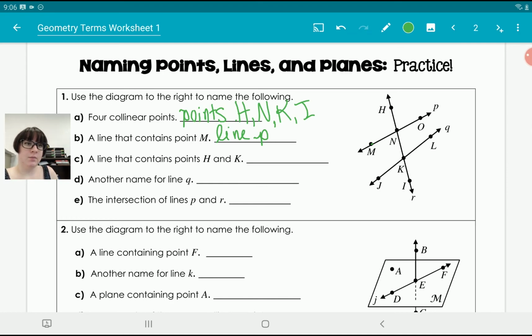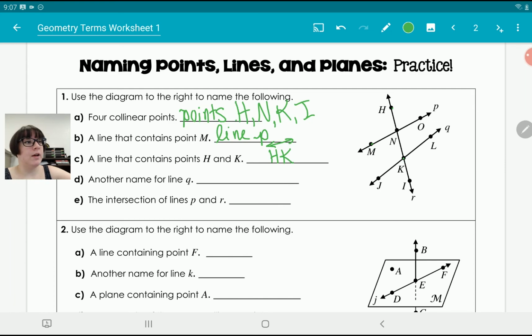A line that contains point H and K. We can see H and K here. We'll go ahead and use those points to label it. So we're going to do HK, except I'm going to do it this way. So we just draw the little line on top. Makes it a little easier. Don't have to write out the word line. So because this line has H and K on it, you can label it using those 2 points. Just write them out, capital letters again, and then the little line on top with the arrows on either side to show that it is a line.